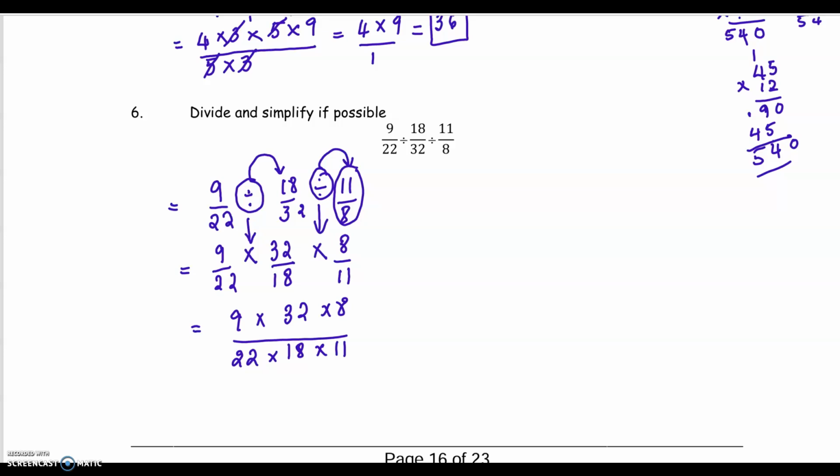So let's see. I see a 9 hiding in here. So this becomes 9. There's a 2 here, and maybe a 2 here would be easier. So let's see.